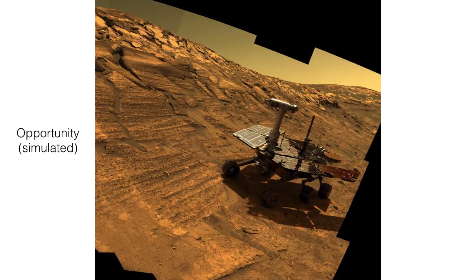Here's a simulated look of Opportunity. In other words, Opportunity took pictures of this reddish-orange terrain, and then the NASA engineers photoshopped the picture of Opportunity into the picture, so it looks like you're standing right behind it.